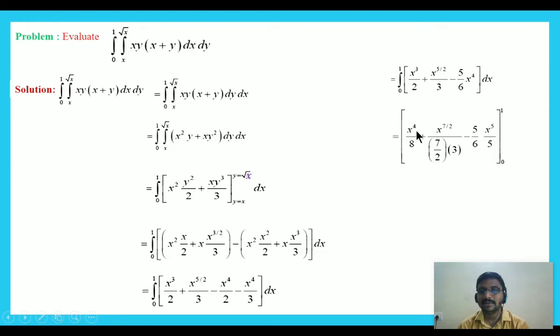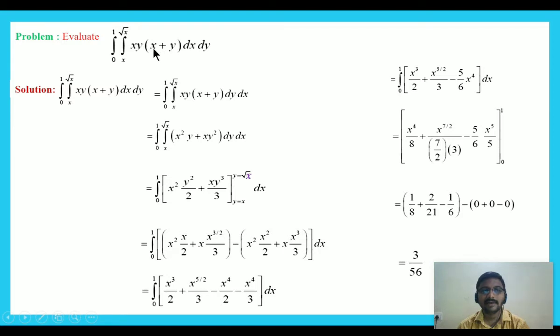Already we have 2, that is x power 4 by 8. 1 by 3 is constant. X power 5 by 2 integration is x power (5/2 + 1) by (5/2 + 1), that is 7 by 2. Minus 5 by 6 is constant. X power 4 integration is x power 5 by 5. Now the upper limit is substituted and then the lower limit 0 is substituted, and then simplifying, that means taking the LCM, we will get the result as a constant, that is 3 upon 56. 3 by 56 is the result.